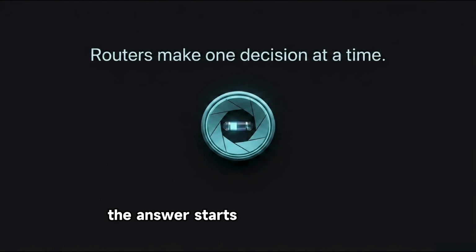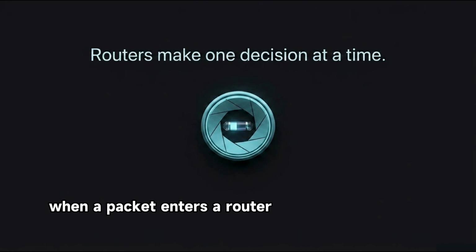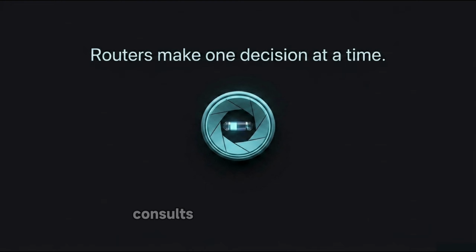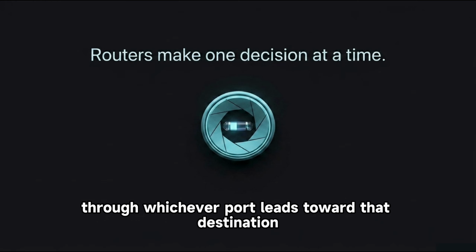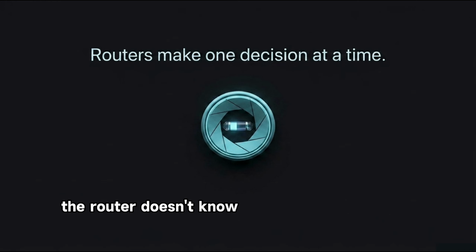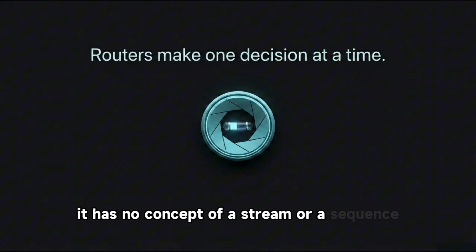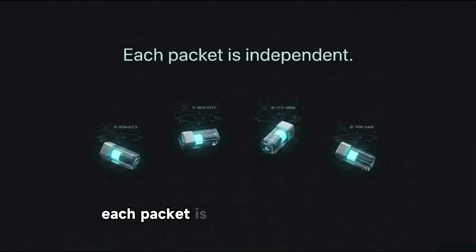The answer starts with how routers actually make decisions. When a packet enters a router, the router does one thing. It looks at the destination address, consults its forwarding table, and sends the packet out through whichever port leads toward that destination. That's it. The router doesn't know what came before that packet. It doesn't know what will come after. It has no concept of a stream or a sequence. Each packet is an independent object, examined in isolation, forwarded individually.